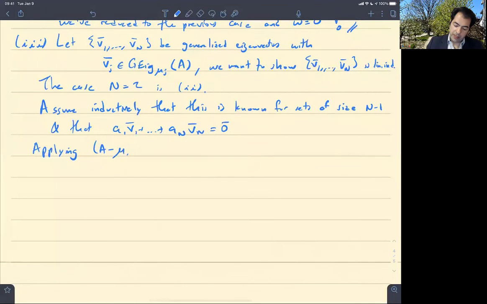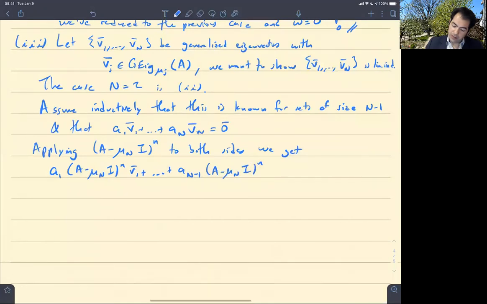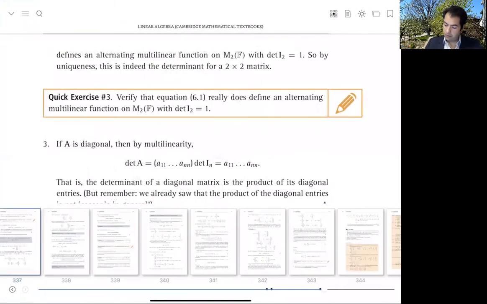Applying (A minus mu_n times the identity) raised to the power n to both sides, we get a1 times (A minus mu_n I)^n applied to v1, plus dot dot dot, plus a_{n-1} (A minus mu_n I)^n applied to v_{n-1}, equal to 0. I don't have to put a term for vn because this kills vn, right? Vn is, sorry.